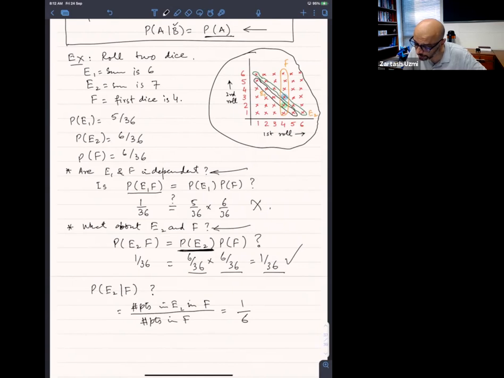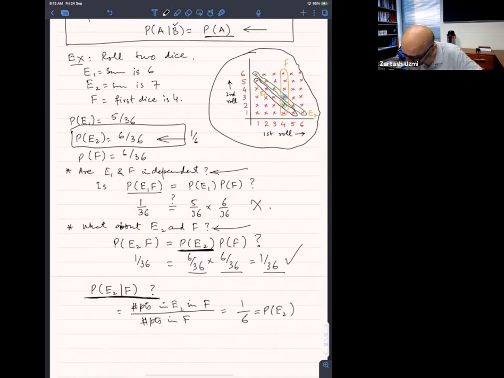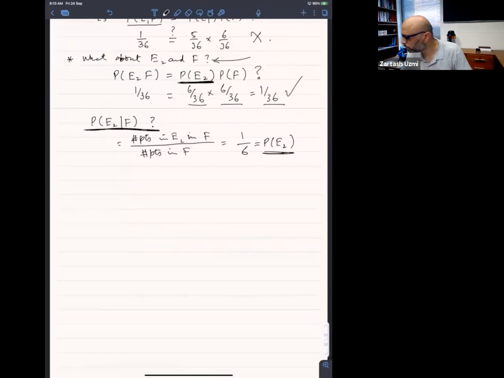And we can see that the probability of E2 here is also equal to 1/6. This is equal to probability of E2. So we can see that the probability of E2 given F is the same as probability of E2, which means E2 is independent of F. उसकी probability जो है उसको change नहीं होती. If F is given, the probability of E2 does not change. If that is the case, that means E2 is independent of F. And vice versa is also true, F is also independent of E2. Okay.